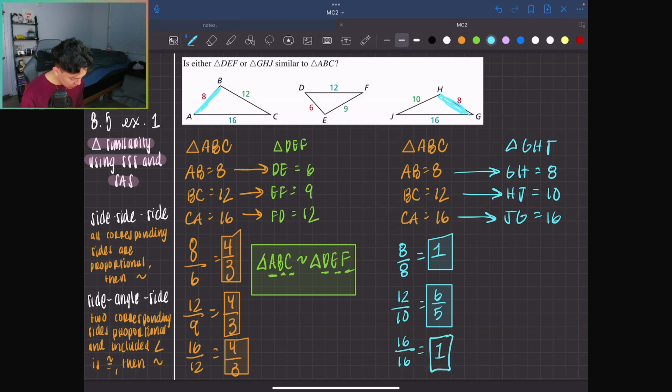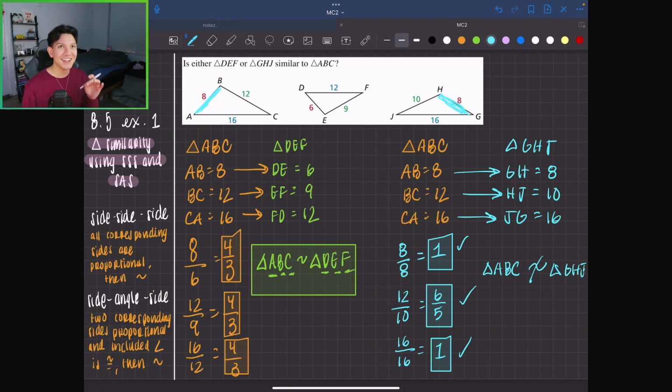So even though two side lengths are proportional, the third one is not. And by the SSS triangle similarity theorem, all three sides have to be proportional. So in this case, they are not similar. Triangle ABC is not similar to triangle GHJ. It's only similar if all three corresponding sides are proportional, okay? Okay, that's it. Bye.